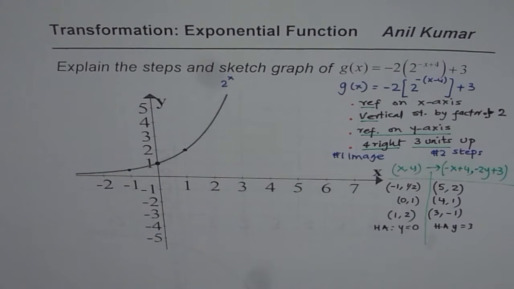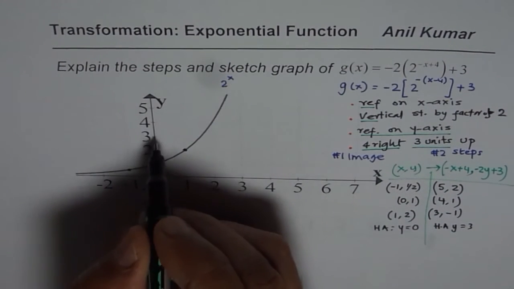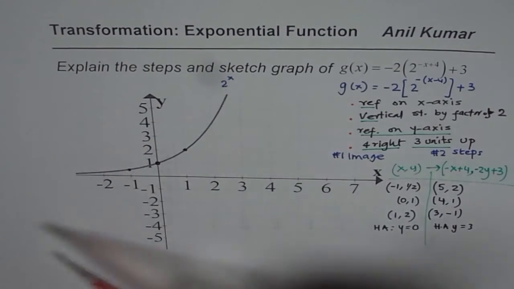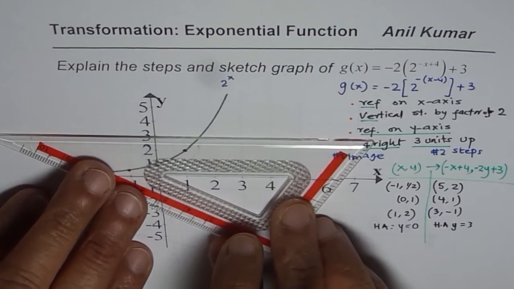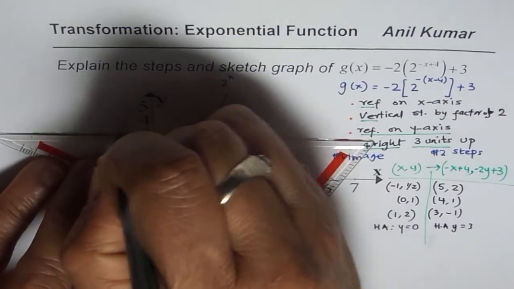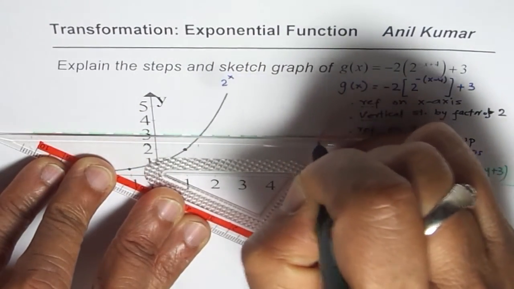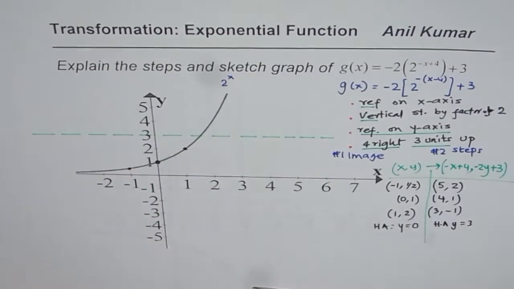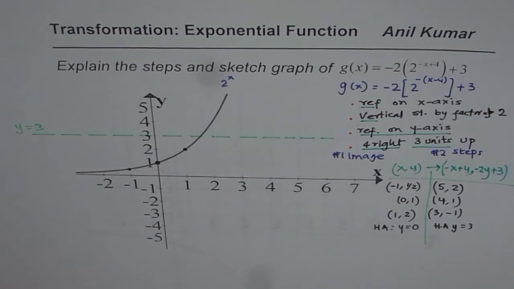Now, let us sketch the function. It's a good practice to sketch the horizontal asymptote first, which is at y equals to 3. It makes sense since the function is translated 3 units up. So I'm just sketching this y equals to 3 with a dotted line. Okay, so this is my horizontal asymptote. Right? So let me write this as y equals to 3. And now we'll plot the other points.